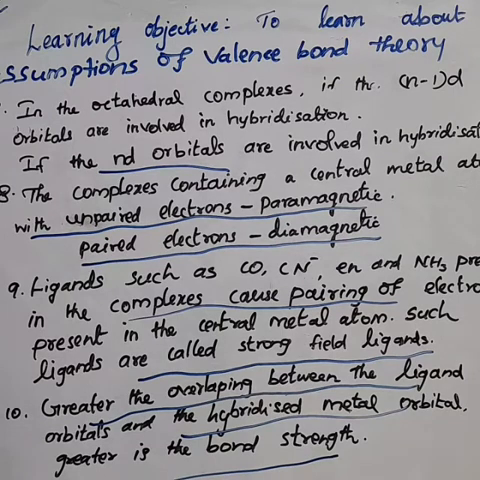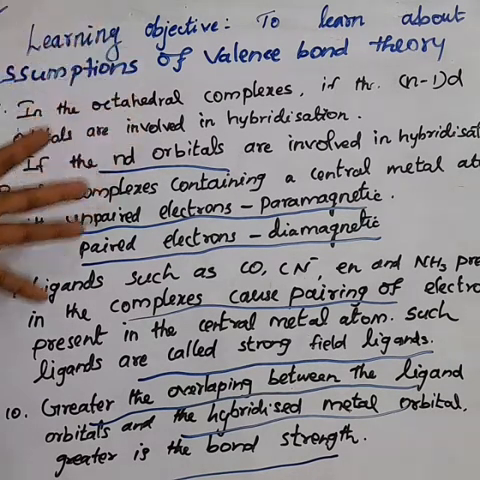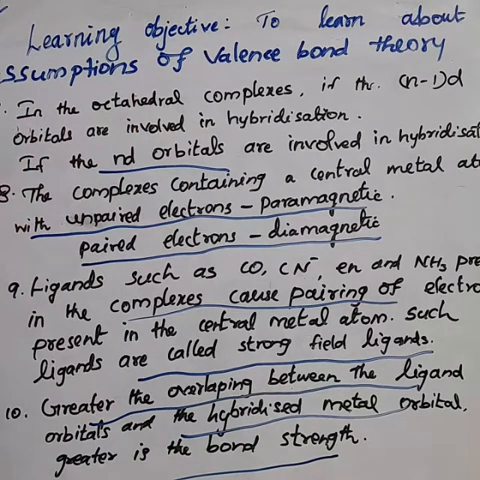What is the first point? The main assumption of VB theory. Anybody remember the first point? Don't forget that the coordination compound, that means the ligand-metal bonding in the coordination complex, is covalent in nature. One-word question: which nature? Covalent in nature. How is it formed? It is formed by the sharing of electrons between the central metal atom and the ligand.